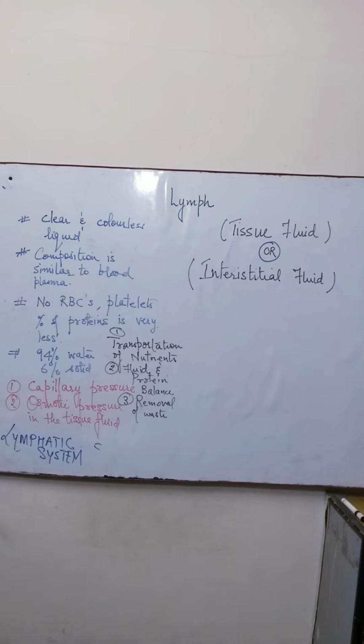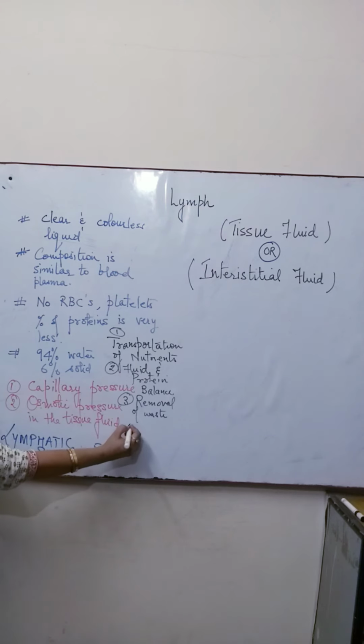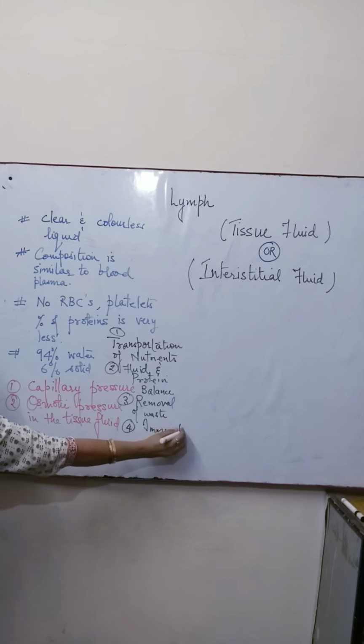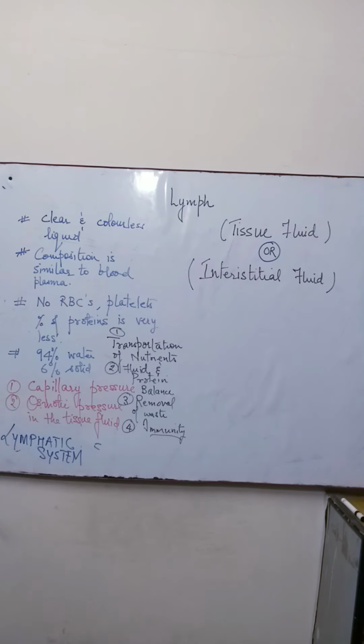The most important function performed by the lymph is immunity. This is one of the most important functions. Immunity is provided by this because it has lymphocytes. Lymph is circulating throughout the body. That means it is present at all the spaces between the cells and the tissues, and it has a lot of lymphocytes which form a part of the immune system.